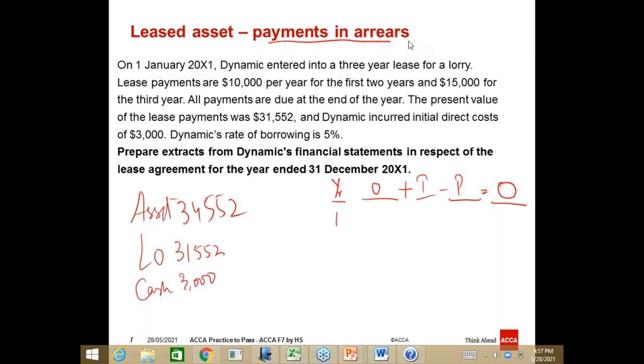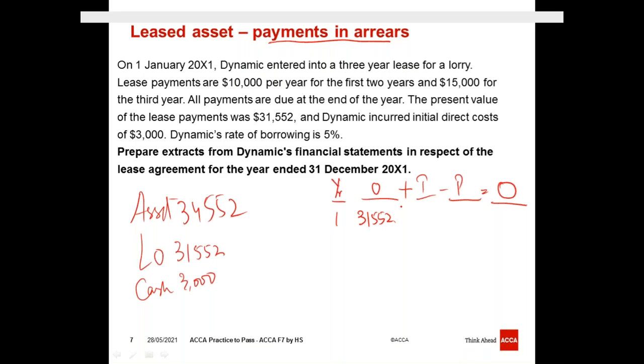Okay. Now, first, the obligation at the start of the period is 31,552. Then interest will be charged based on 5%. 31,552 into 0.05 is 1578. Payment will be 10,000. And the obligation at end will be 31,552 plus 1578 minus 10,000. So it will be 23,130.